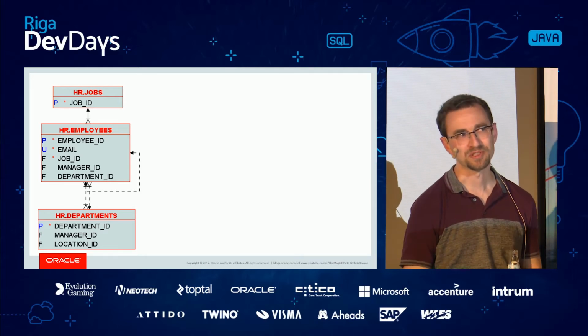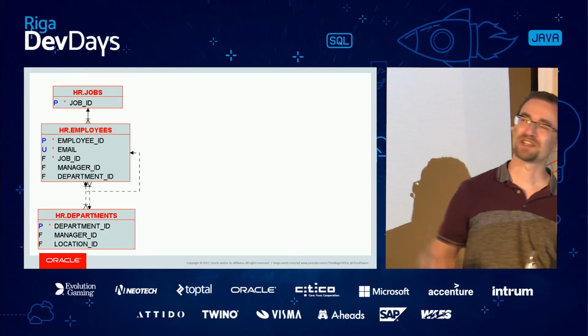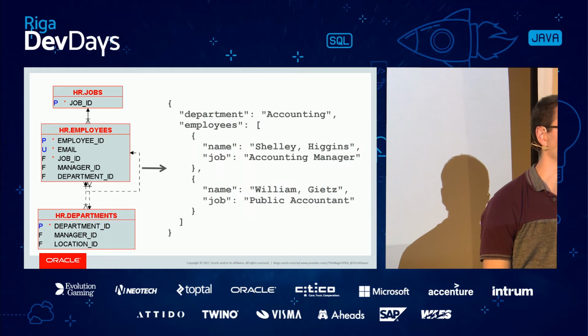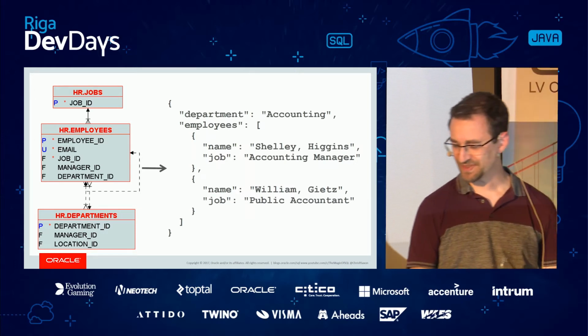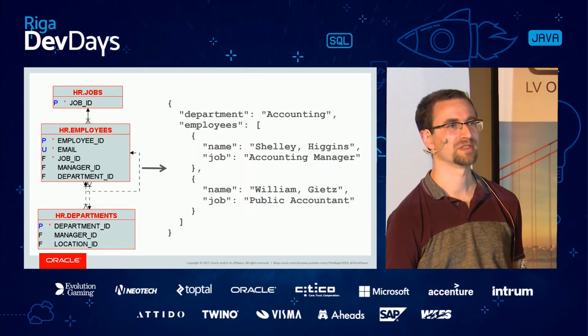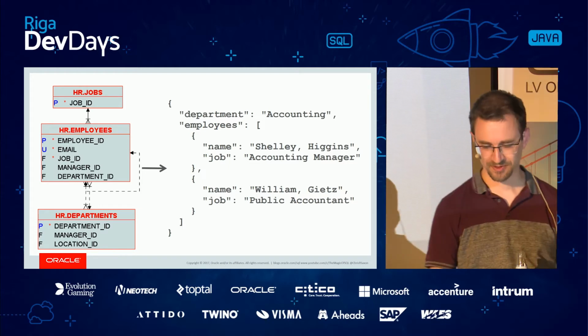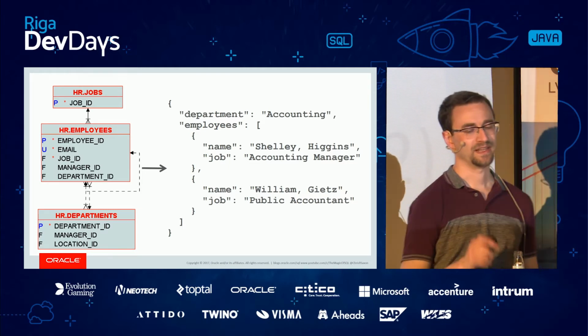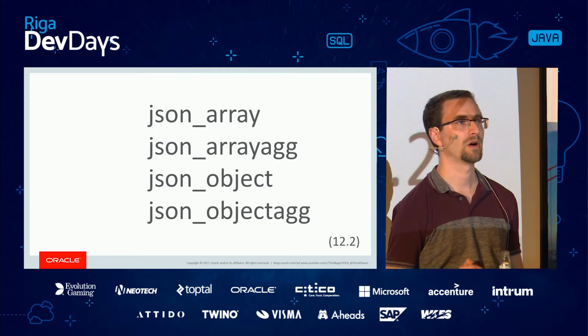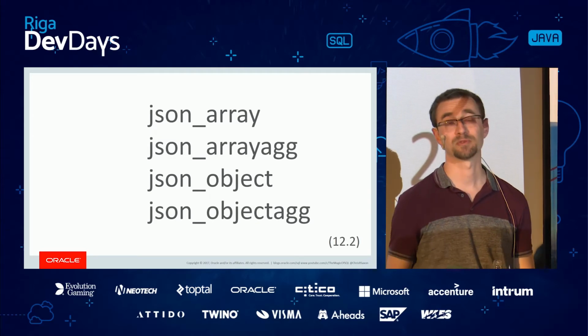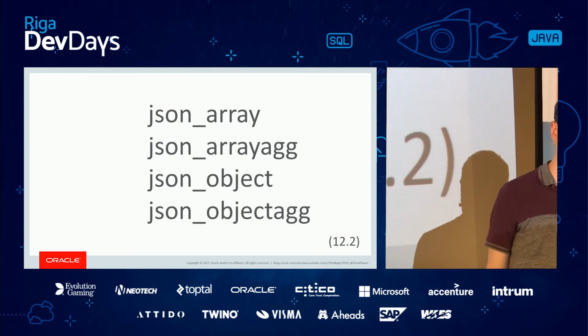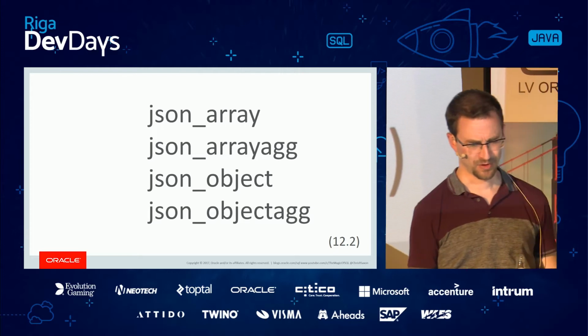This, however, brings the opposite problem, right? We've got our relational tables. How do we get that back out as a JSON document? And this is tricky for all but the most trivial of JSON documents. So in 12.2, we introduced a whole bunch of JSON functions to enable you to do this. These array and object ones and the _AGG ones. So what do they do and what do they mean?